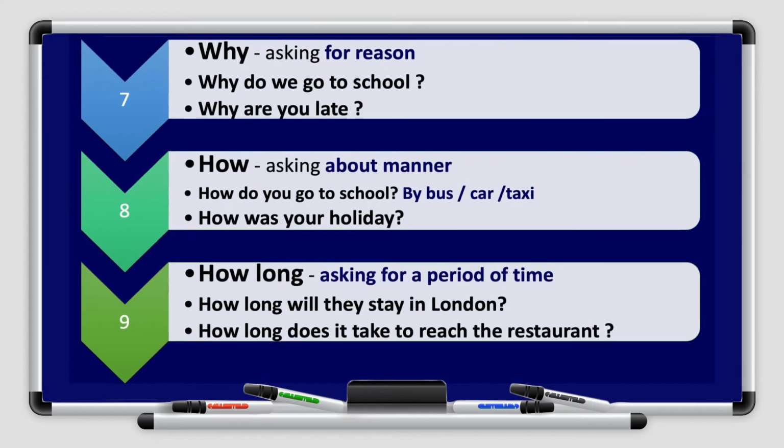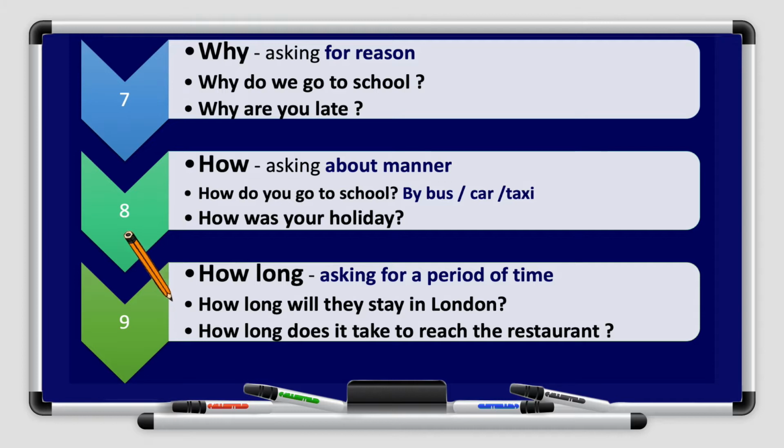We have more. We have why. We use why to ask about reason. Why do we go to school? Or why are you late? And we have also how. We use how to ask about manner. How do you go to school? Or how was your holiday?